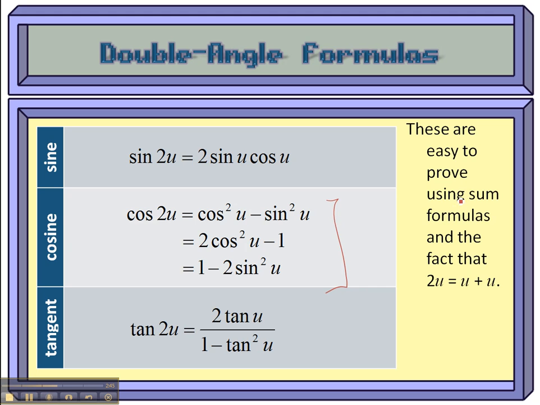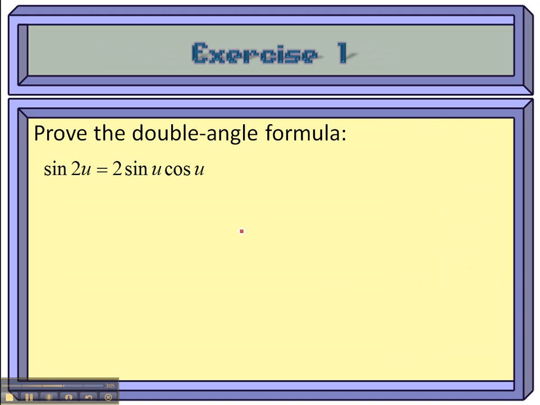Over here on the right, you can see that these things are pretty easy to prove if you just use the sum formulas from the last lesson, and the fact that 2u is equal to u plus u. So here are our two angles that we would sum up with those formulas and then simplify down to get these. Let's try to prove this first one.